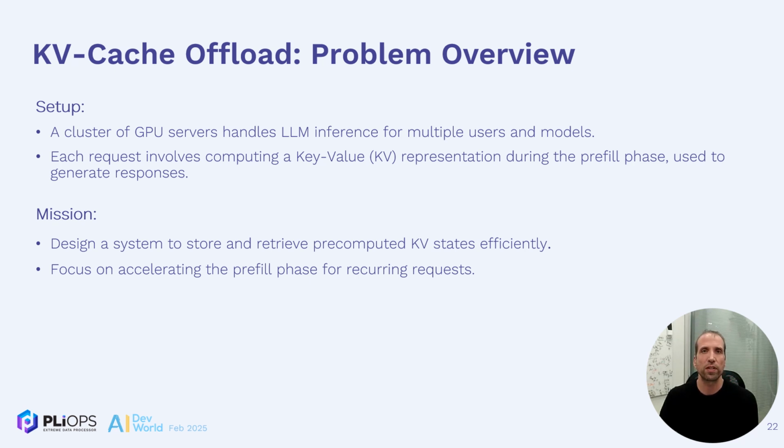Modern LLM inference workloads run on clusters of GPU servers handling multiple users and multiple models simultaneously. Each request involves computing a KV representation during the prefill phase that is used to generate responses and extend the KV cache accordingly. Given this setup, our goal is to design a storage system that can store and retrieve pre-computed KV states efficiently, ensuring that we accelerate the prefill phase, especially for recurring requests. And as we remember, by improving the prefill stage, we also introduce an end-to-end gain. So that's just the problem statement.